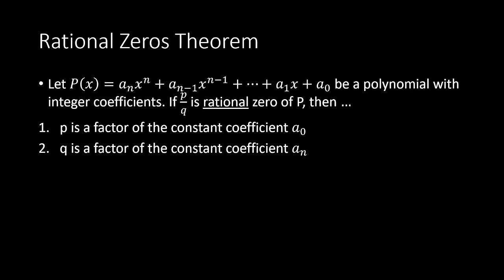One of the theorems is called the rational zeros theorem. Let P of x be a polynomial in the general polynomial format, and it has to have integer coefficients. That means these a sub n's have to be integers. If p over q is a rational zero of P, then p is a factor of the constant coefficient a sub zero, and q is a factor of a sub n.